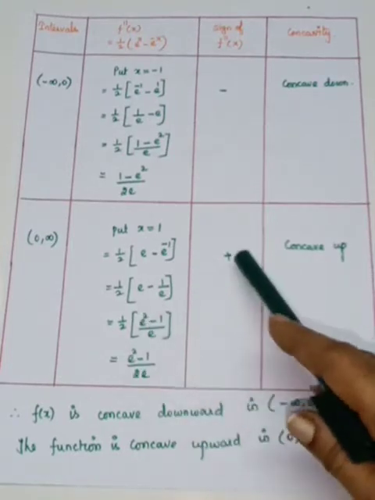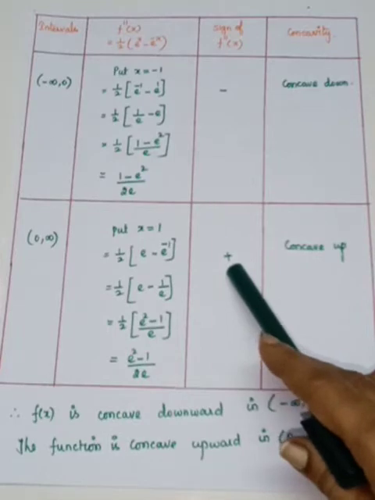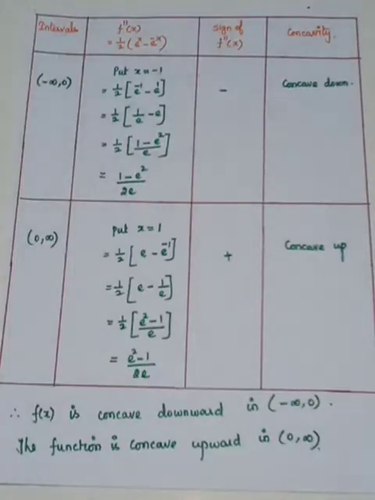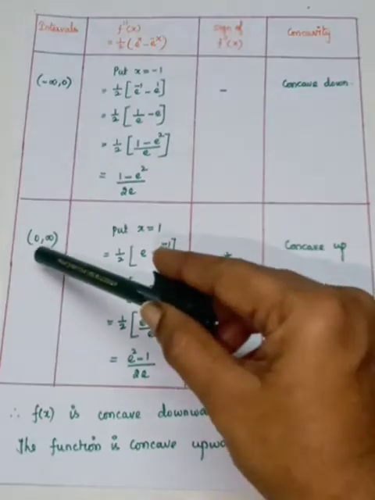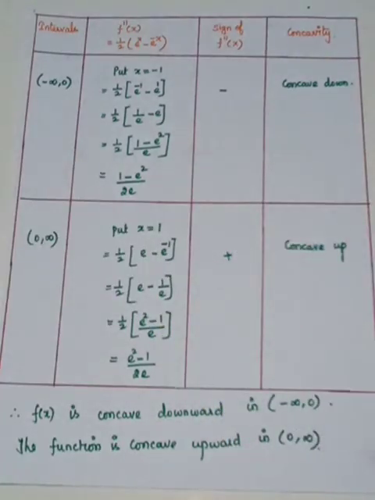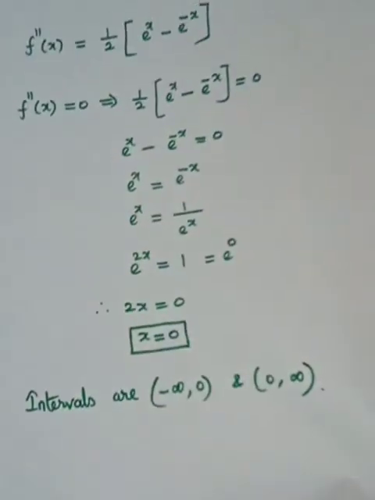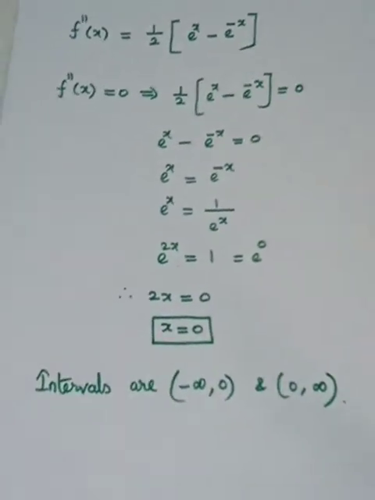So f double dash of x is positive. Therefore the function is concave upward. So concave upward in 0 to infinity and concave downward in minus infinity to 0. So at x equal to 0, f double dash of x is equal to 0.